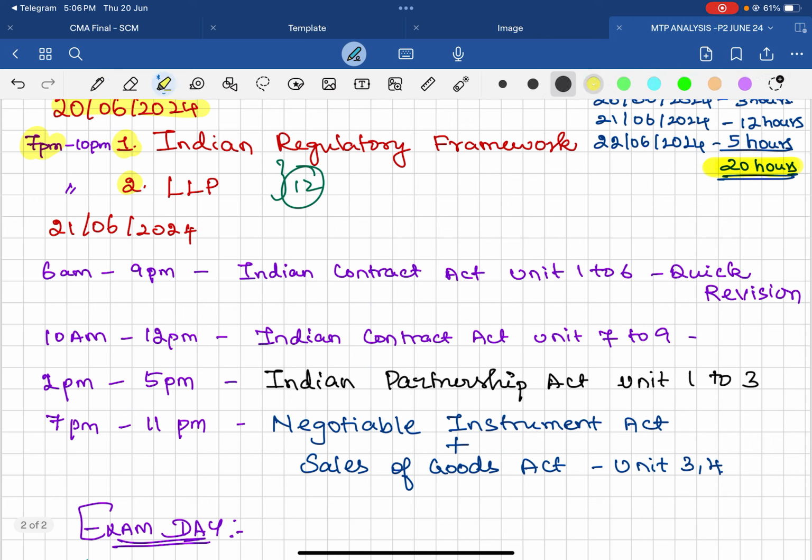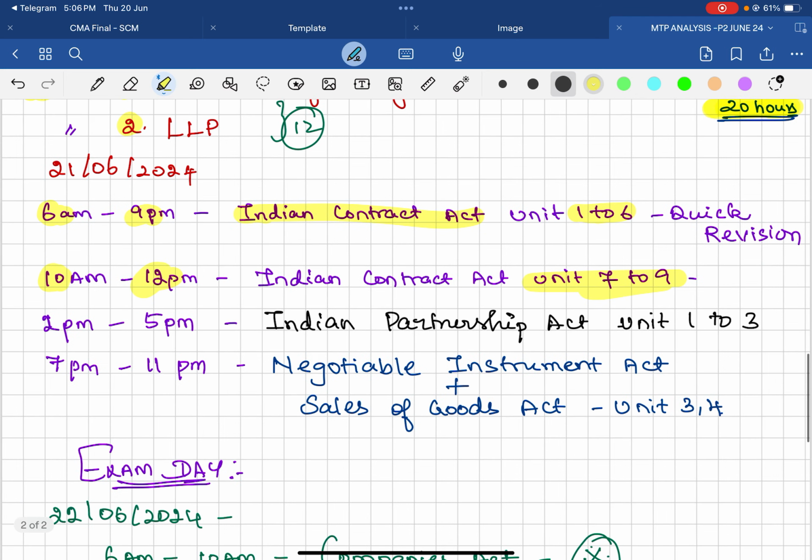Then tomorrow early morning you will wake up at 6 a.m. and till 9 a.m. you will quickly revise units 1 to 6 of the Indian Contract Act, and then take a break of 1 hour, have your breakfast, come back and from 10 to 12 you will do units 7 to 9. If you do this, 28 to 32 marks are secured.